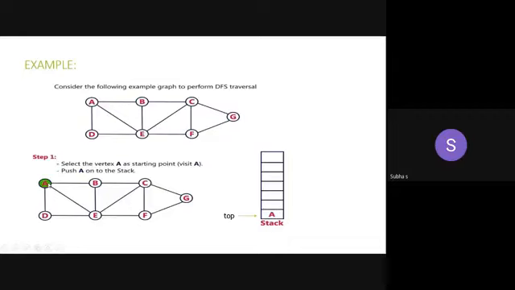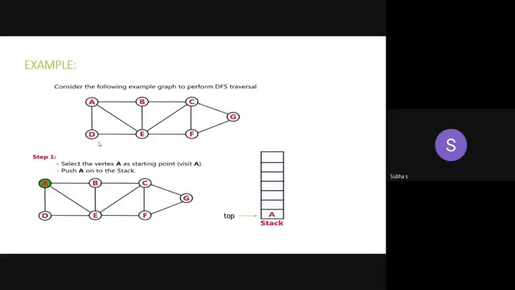So select vertex A as the starting point. You are going to visit from A. What you have to do first is mark vertex A as 1. In that routine we saw, visited of V equal to 1. Here, visited of A equal to 1. Then push A onto the stack. Initially your stack is empty, so you push A onto the stack.